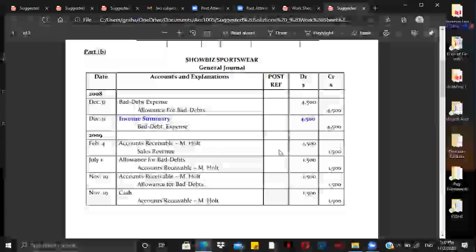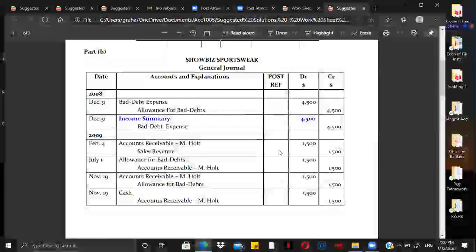So you're increasing your accounts receivable, that is, you're increasing your debtors. So you're debiting M Holt accounts receivable 1,500 and you're receiving revenue even though it's not paid for. Remember that revenue is recorded when earned, and when it is earned, that means when the goods or services have been delivered, whether or not they have been paid for. So you're also increasing your sales revenue, and to increase your sales revenue, you credit it 1,500.